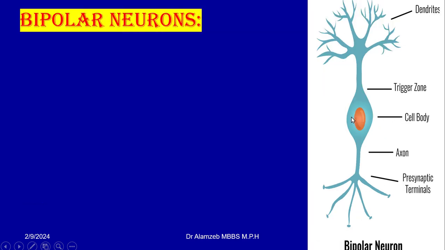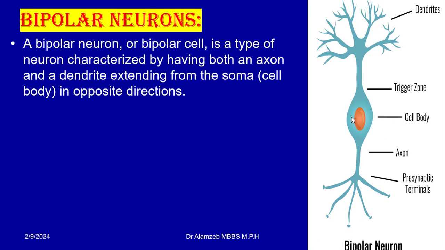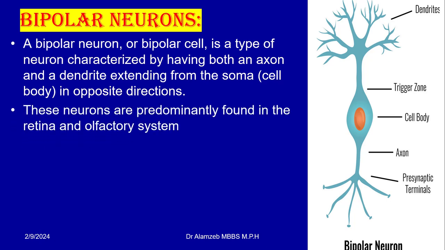Bipolar neuron. A bipolar neuron or bipolar cell is a type of neuron characterized by having both an axon and a dendrite extending from the soma or cell body in opposite directions. Bipolar neurons have two poles. From one pole the axon originates, and from the other pole the dendrite originates, on opposite poles. These neurons are predominantly found in the retina and olfactory system. They are neurons of the retina and olfactory system.